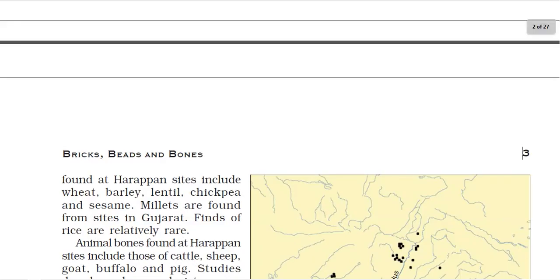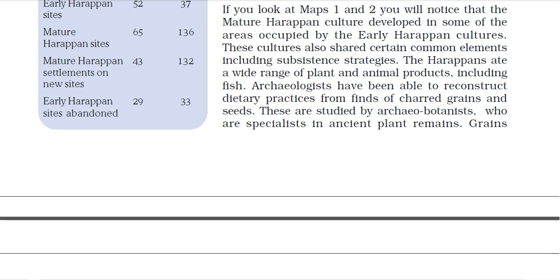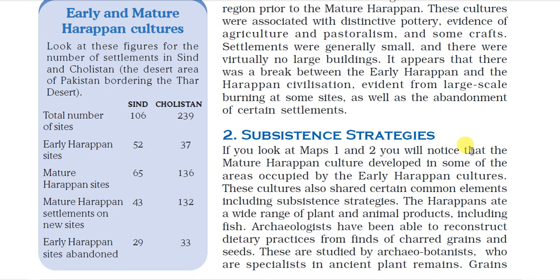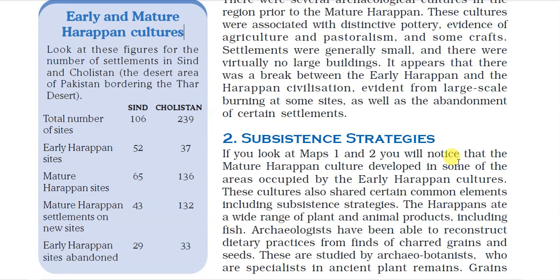Now, coming back to the previous page, you can see that there is a specialized class of people who research on it. They are known as archaeobotanists. Botany is a branch of science, and archaeobotanists deal with the ancient plant species, and these archaeobotanists have given us the clear evidence of charred grains that have been recovered from these sites.